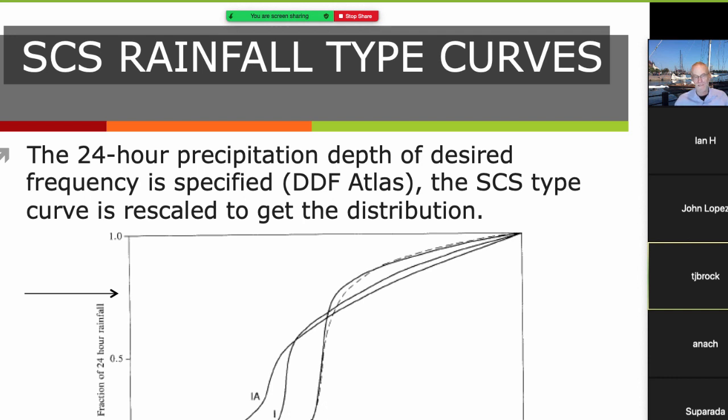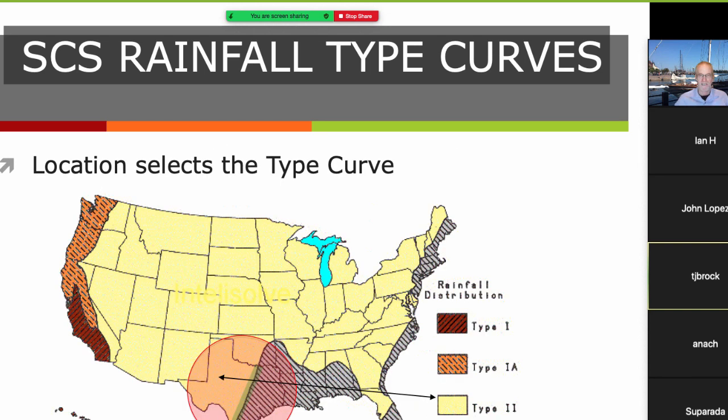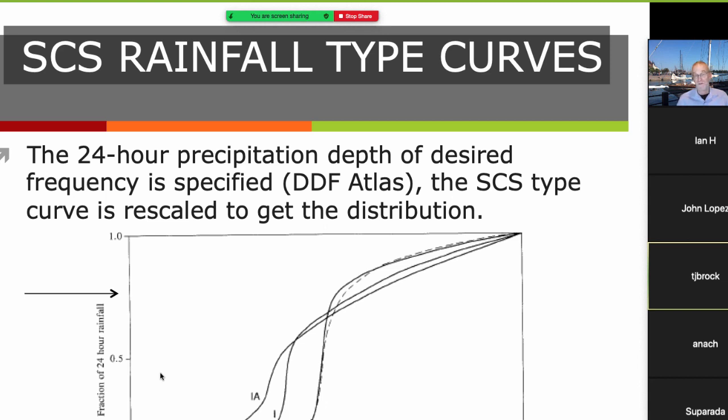And then here's what the type curves look like. And I kind of chuckle at this one, because let's return to Texas. So we're either type 2 or type 3. In dimensionless space, type 2 and type 3 are practically on top of one another. Type 2 is the solid one, type 3 is this dashed one. There's a little difference here just after the peak. So the peak part of the storm is at 12 hours in these type 2 and type 3. The type 1 and 1A are over here. They peak at hour 9 and hour 8 respectively.